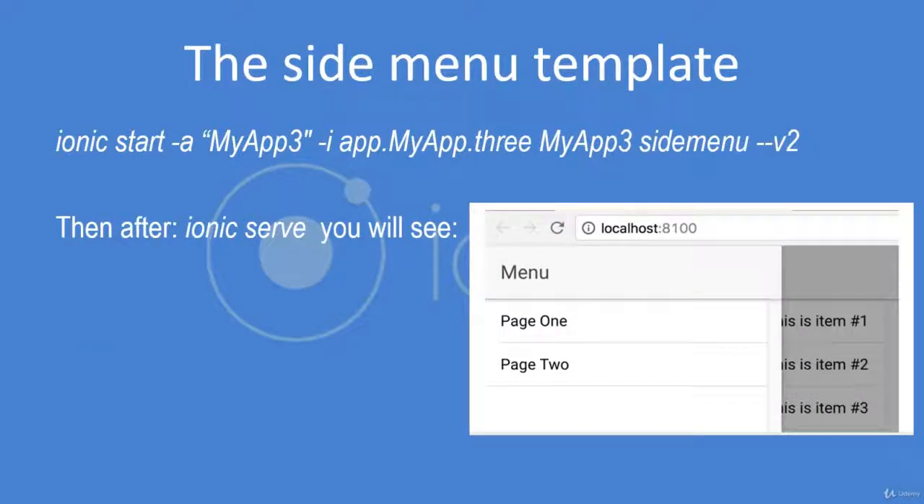Similar speech for the side menu template. I use the keyword side menu in the command line that creates the application. I launch the execution with Ionic serve, and I find on the left a page that presents a menu, customizable and searchable. Congratulations! You just learned the 3 basic templates to create your applications in Ionic.